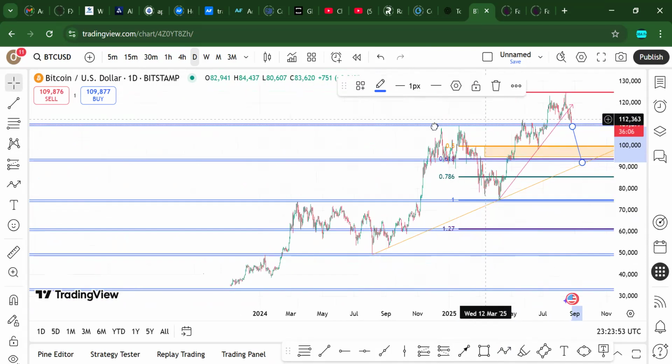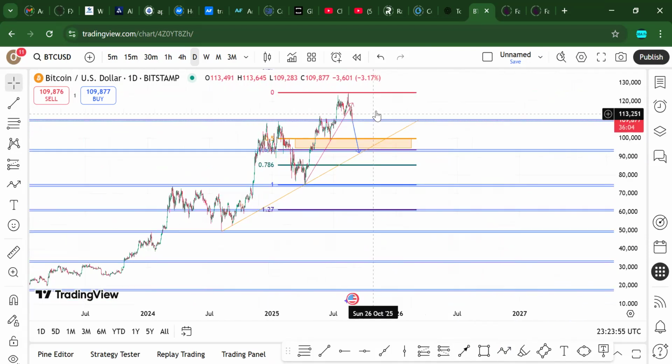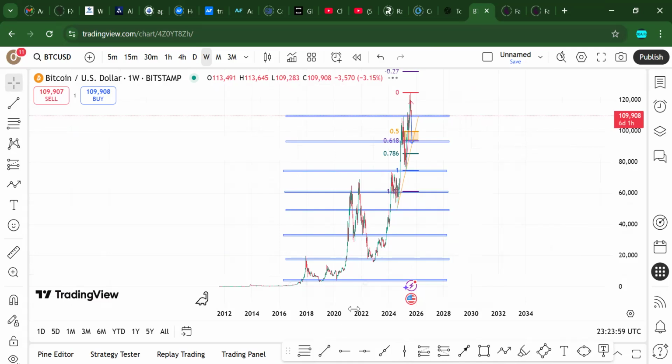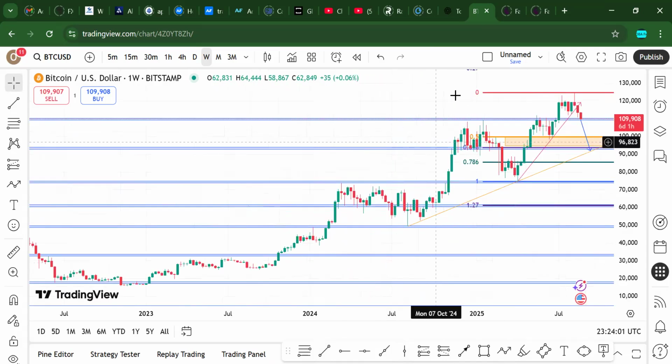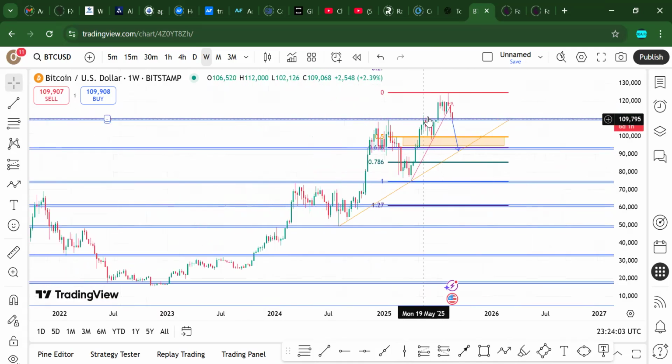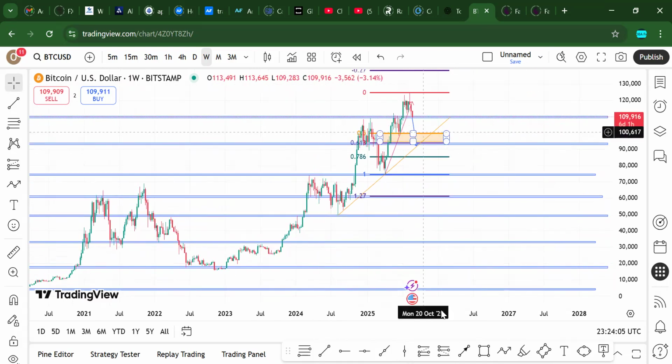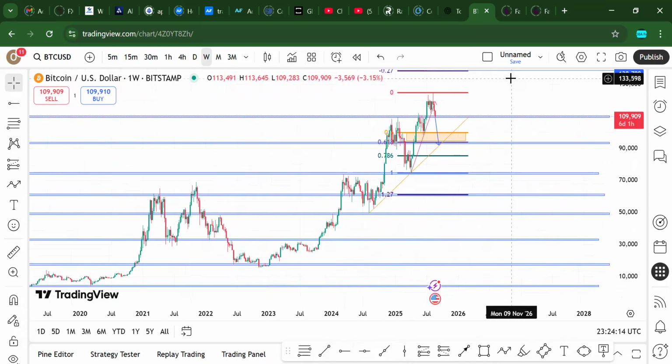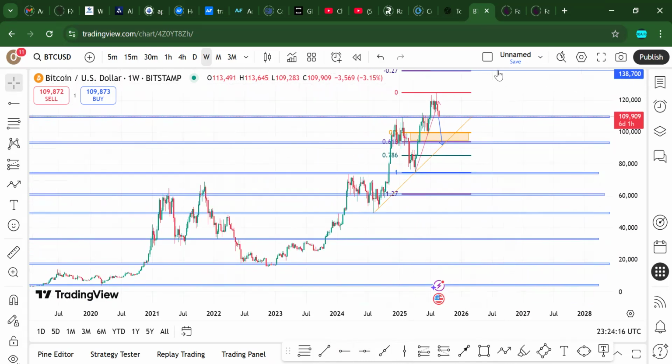And if I'm to shrink this, the next big move would likely, let's go back to the weekly time frame. The next big move would likely take the price of Bitcoin, if we mark this, we look at this extension, it will likely take the price of Bitcoin to about $140,000. So to make that move, it needs to grab as much liquidity as it can get.